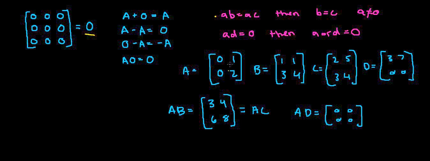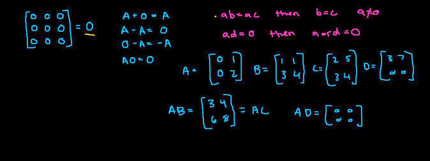A times B. 0 times 1 is 0. 1 times 3 is 3, so 3 there. 0 times 1, 0. 1 times 4 is 4. 0 times 1, 0. 2 times 3 is 6. 0 times 1 is 0, 2 times 4, 8. A times B is this matrix, 3, 4, 6, 8.